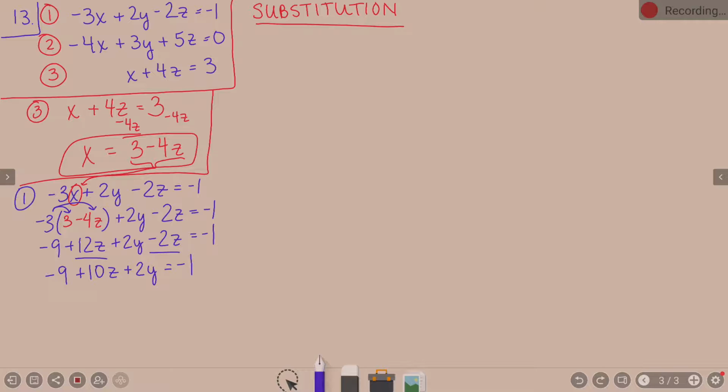What else do I need to do? Get it so your variables are on the left and plain numbers, constants, on the right. So we want it in standard form. If it's negative 9, we're going to add 9. If I add 9 on the left, add 9 on the right. Negative 9 plus 9 will cancel. 10z plus 2y equals 8.